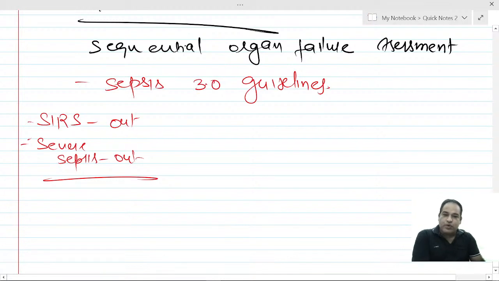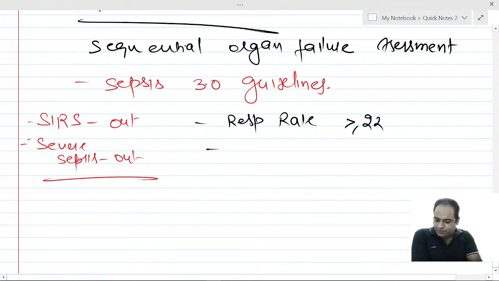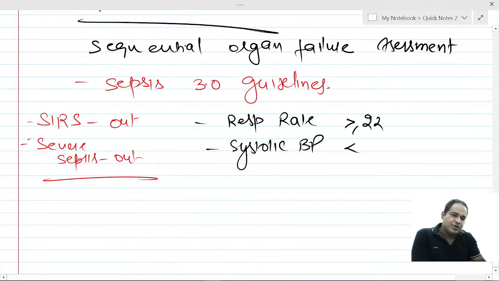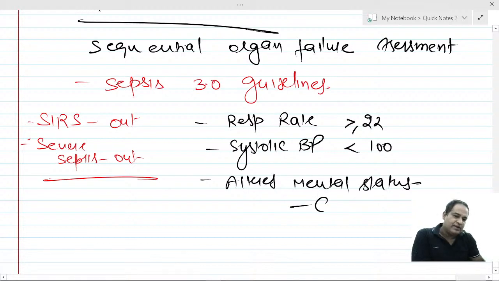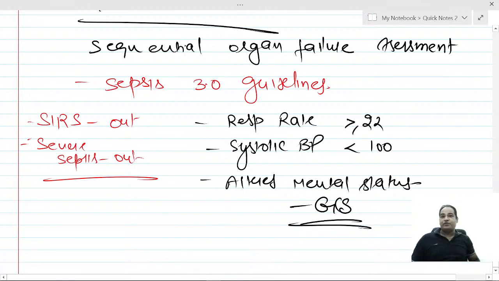Now, this word qSOFA, we check the respiratory rate if it is more than or equal to 22. We check the systolic blood pressure if it is less than 100 millimeters of mercury. Then we check the altered mental status with the help of GCS. So this is qSOFA.